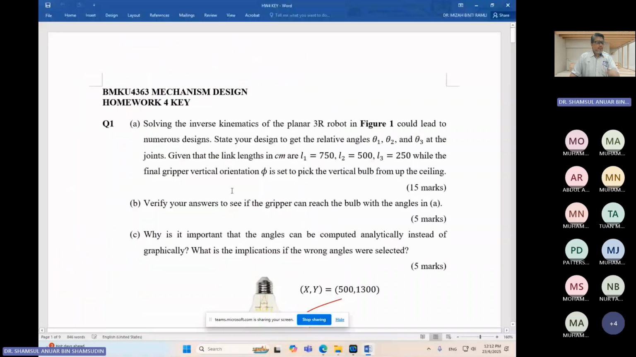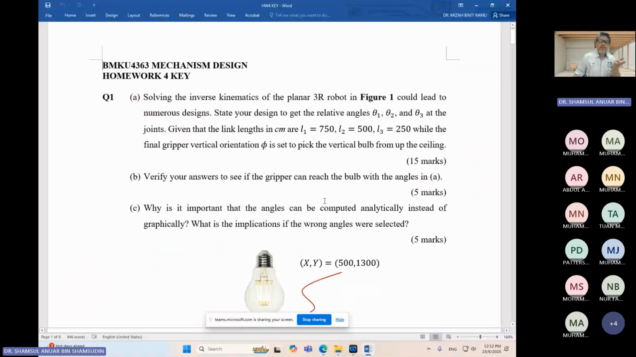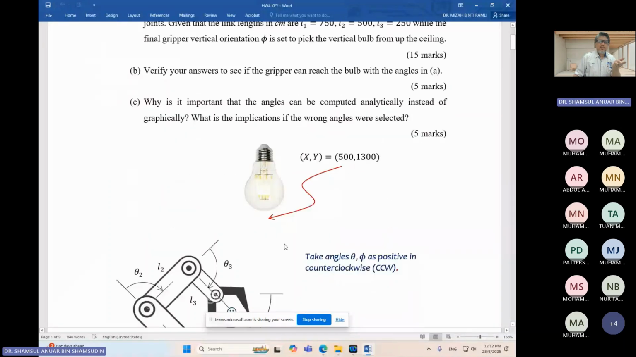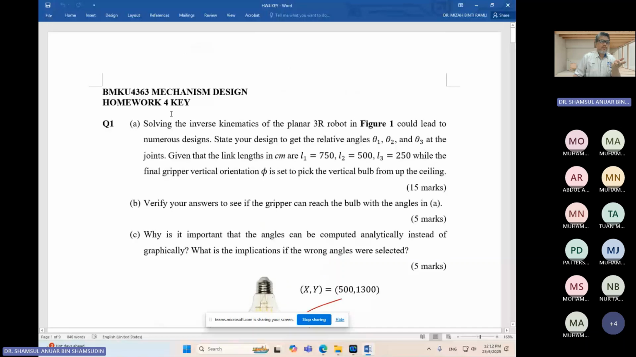Okay, so just now we have covered the question on gear, and then we have covered gear design, and for chem is not going to be in the final exam. The next one is going to be this one in homework number 4.